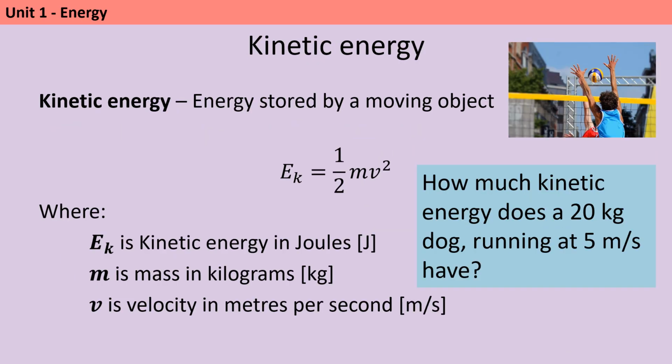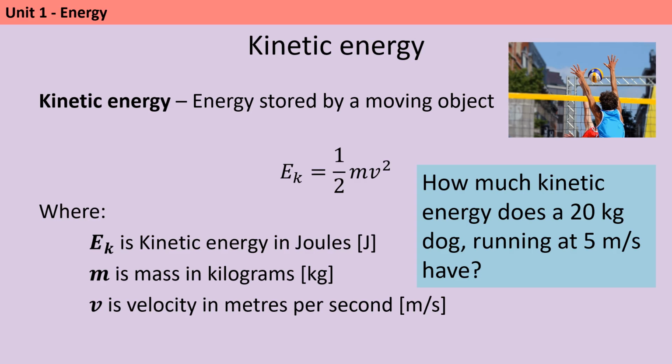Our next energy store is a kinetic energy store. This is where we have a moving object. Things to watch out for here are that the squared sign in this equation only refers to the v, so it's only the speed or the velocity that's being squared. It's not the whole lot being put together.